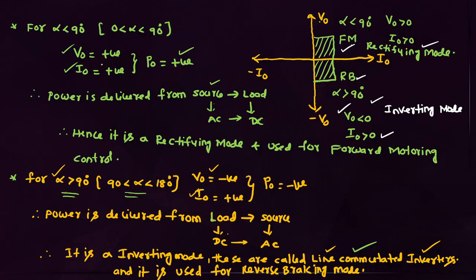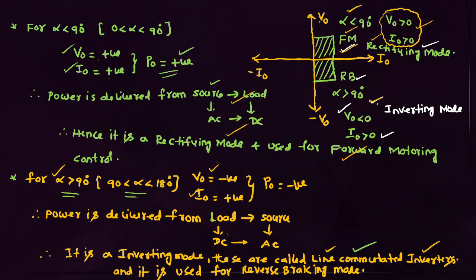That is, for alpha less than 90 degrees, V naught positive, I naught positive, power positive. Power positive means power is delivered from source to load, AC to DC. That is, for alpha less than 90 degrees, it is operating in rectifying mode and it is used only for forward motoring current. This is asked in GATE exam also. Options like V naught less than 0, I naught less than 0, V naught greater than 0, I naught greater than 0 are given. So in full wave rectifier, alpha less than 90 degrees, V naught greater than 0, I naught greater than 0, first quadrant, rectifying mode, forward motoring.